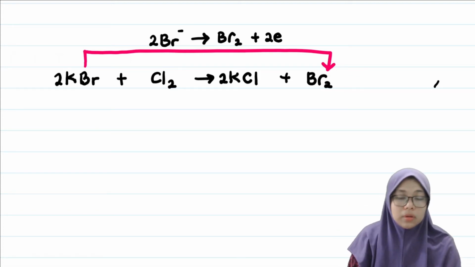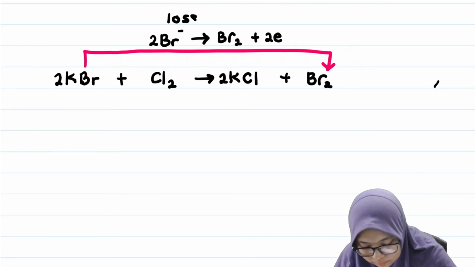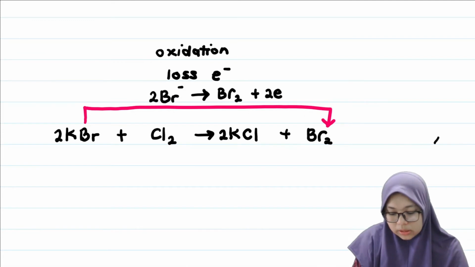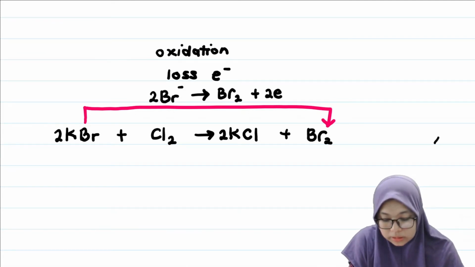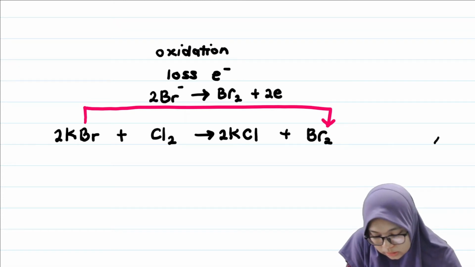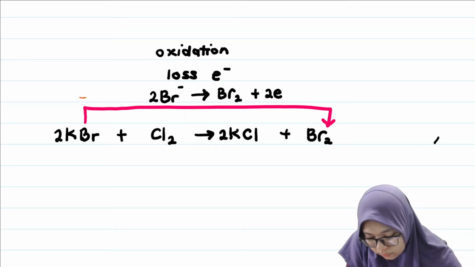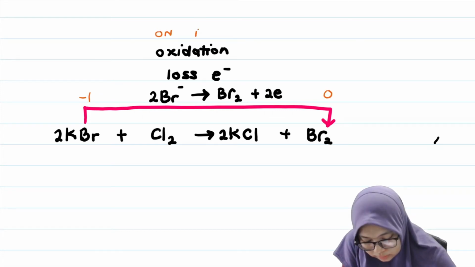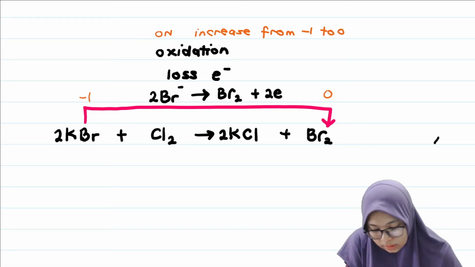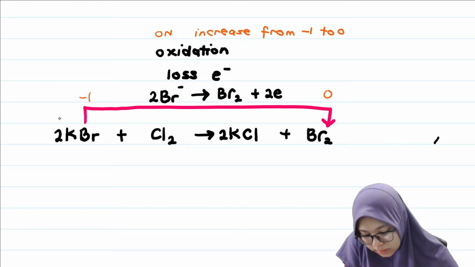If you have loss of electrons, this is the oxidation reaction. If we want to explain oxidation in terms of change in oxidation number, you can say that the oxidation number changes from -1 to 0. So the oxidation number increases from -1 to 0. And potassium bromide is the reducing agent.